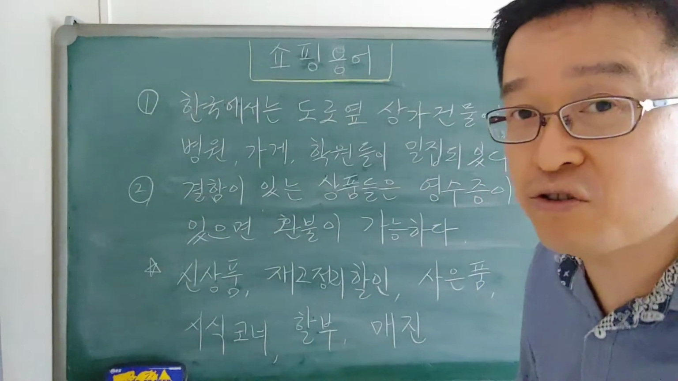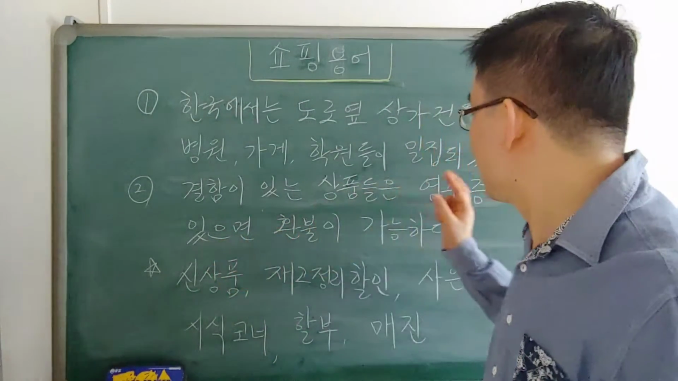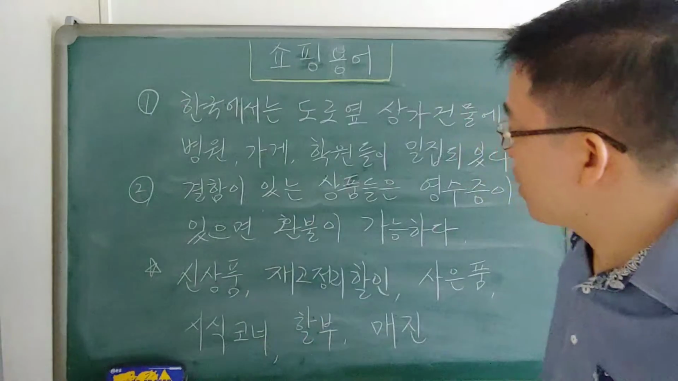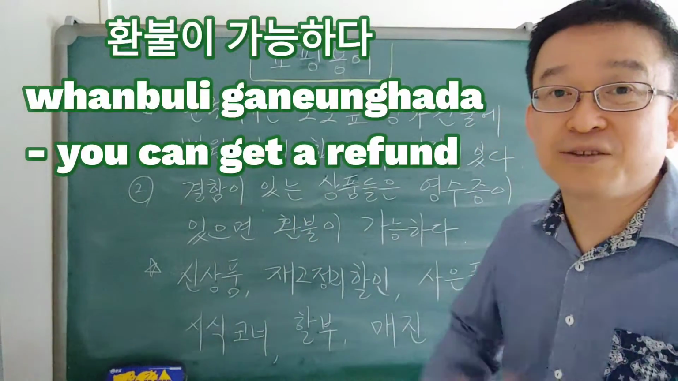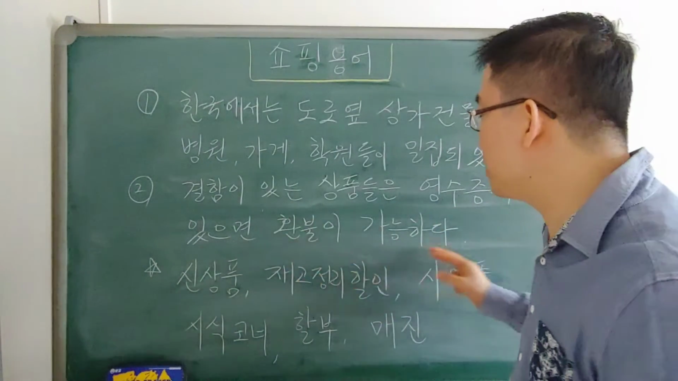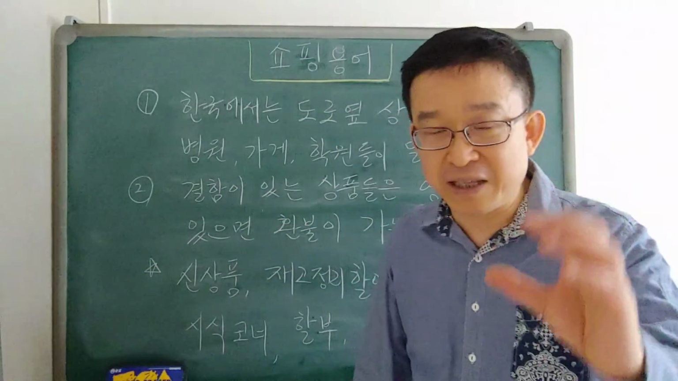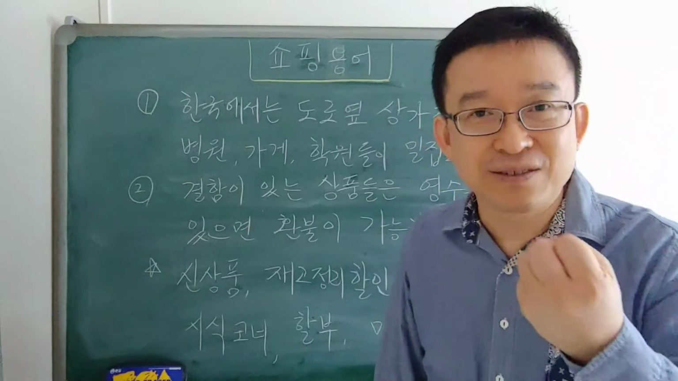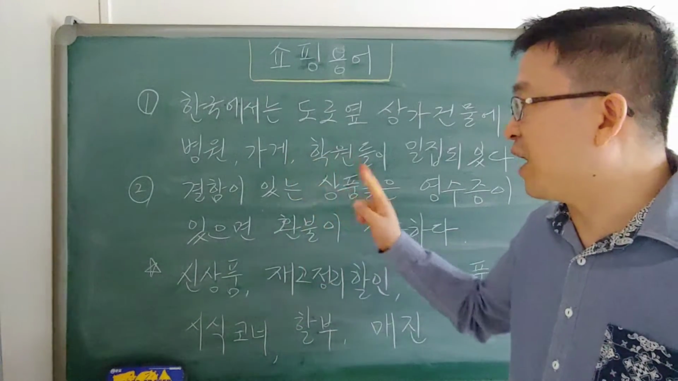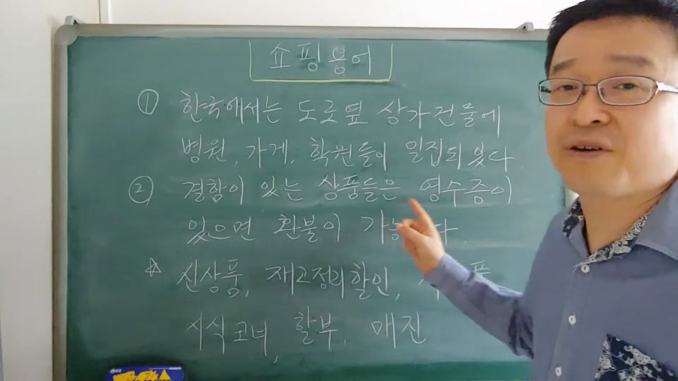영수증 means receipt. 영수증이 있으면 means if you have a receipt. 환불 means refund. 가능하다, possible. So 환불이 가능하다 means it is possible to get a refund. So if the items are defective, a refund is possible if you have a receipt.